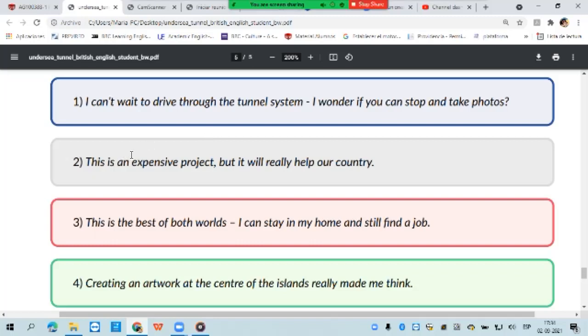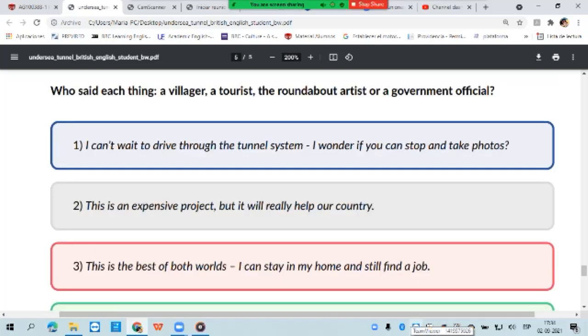Okay, let's see the first one. Who can read the first one and then give me your answer? Anyone? Pablo, can you please read the sentence first? Okay. I can't wait to drive through the tunnel system. I wonder if you can stop and take photos. Okay, right. Who do you think said this, in your opinion? A villager, a tourist, the roundabout artist, or the government official?